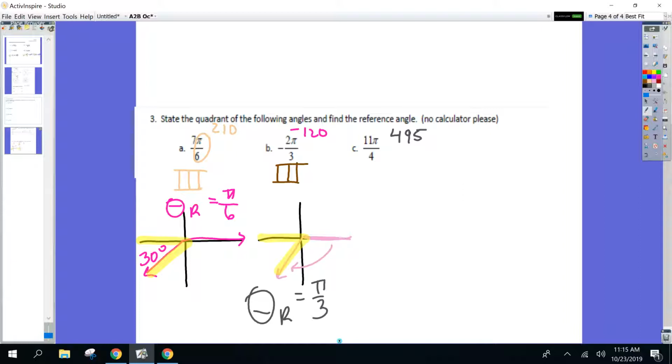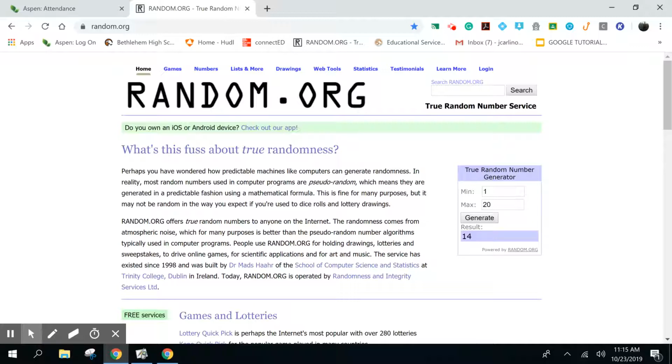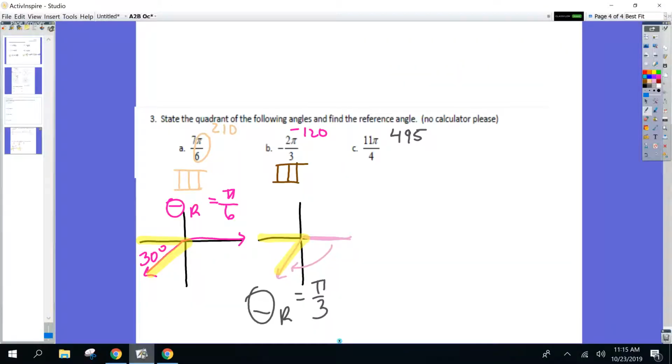What quadrant is 495 in? What quadrant would 495 be in? So make it smaller if you need to. We know how to make it smaller. 495. Quadrant, when you're ready. So I go all the way around. I'm at 360, right? Okay. I go another 90. I should be at 450. Okay, so I'm not at 495 yet.